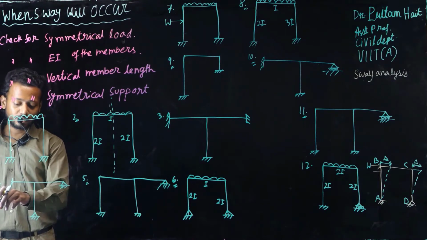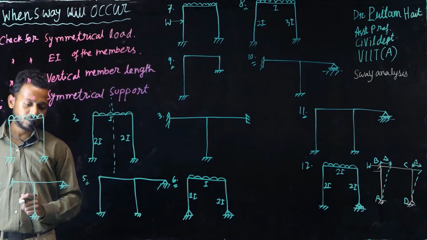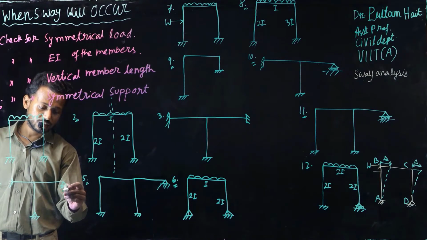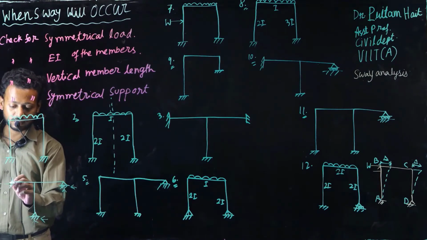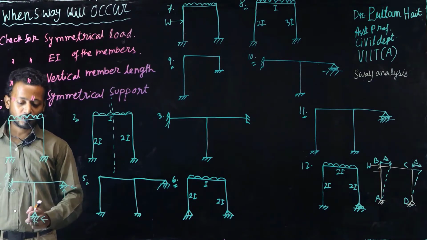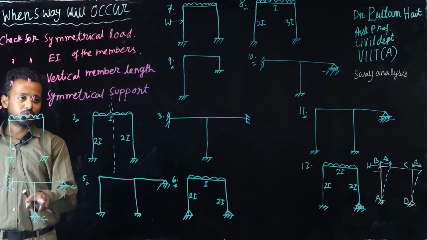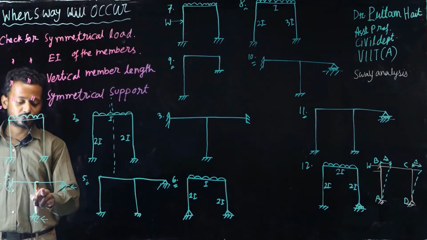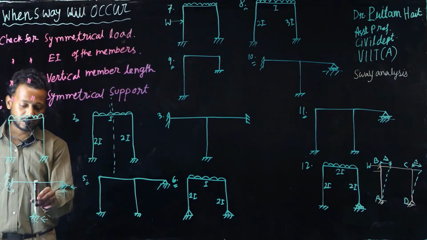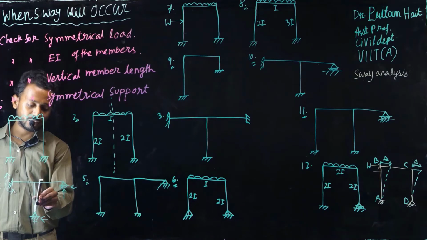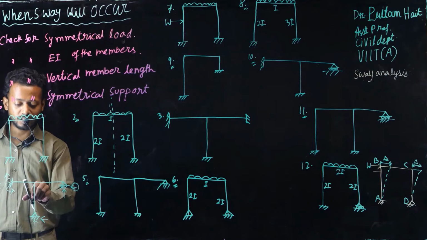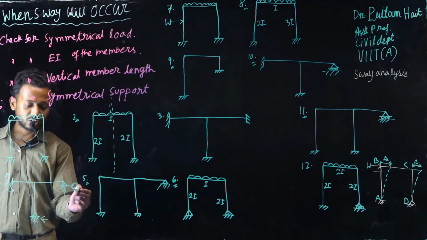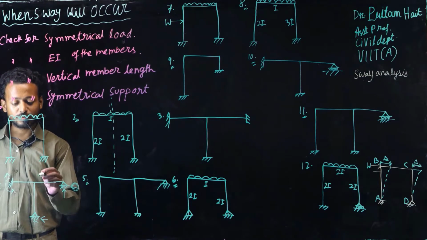See here, this is fixed, this is hinge, this is hinge. The hinge will resist vertical and horizontal forces, and the fixed support resists vertical, horizontal as well as moment. So in this condition, although the support condition is not symmetric, still it will not sway, because while it tries to deform in this way, this horizontal force will resist, and while it tries to deform in this way, this horizontal restraint force will resist, so this frame will not sway.